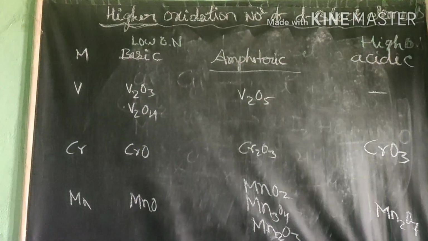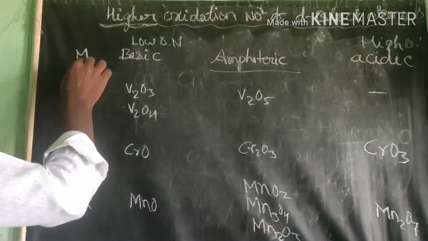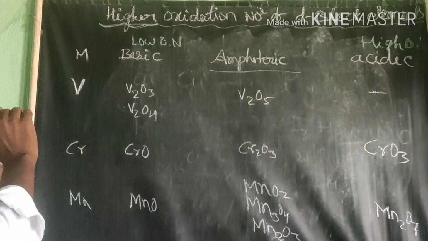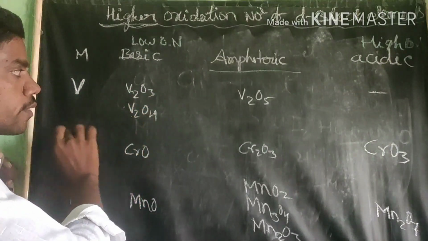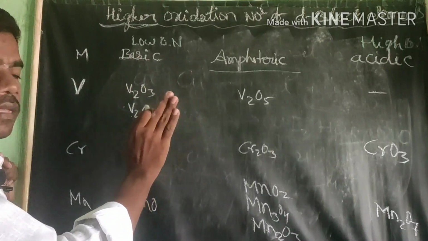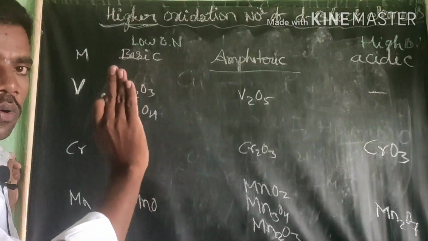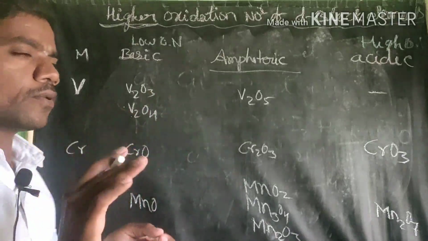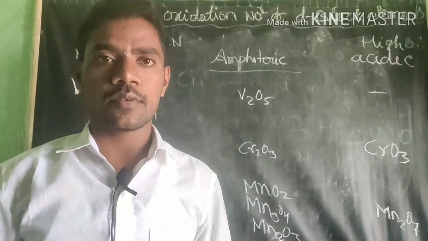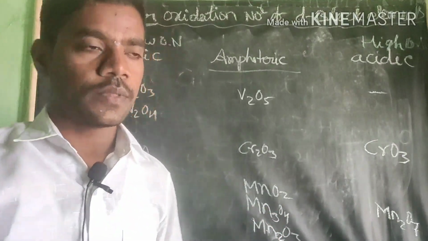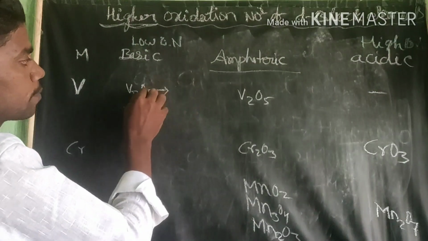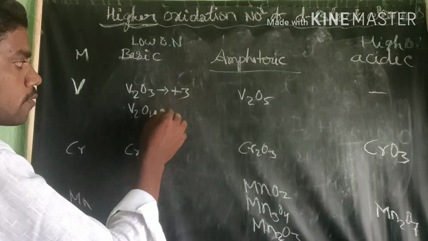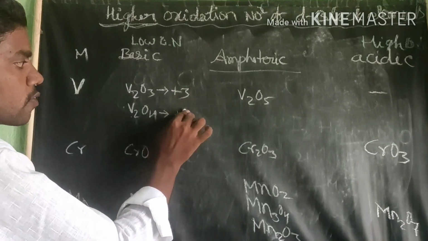And see here, this compound. Example, vanadium metal: vanadium trioxide, vanadium tetroxide. I hope everyone knows how to find the oxidation number. If you don't know, don't worry. I will make a separate video on how to calculate the oxidation number. The oxidation number of this one will be around +3, and this one will be +4.